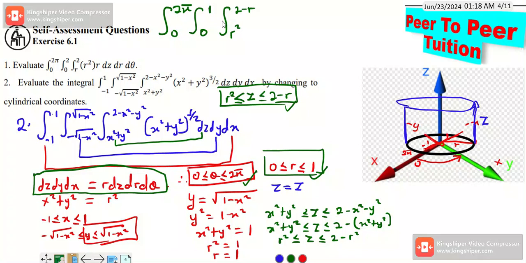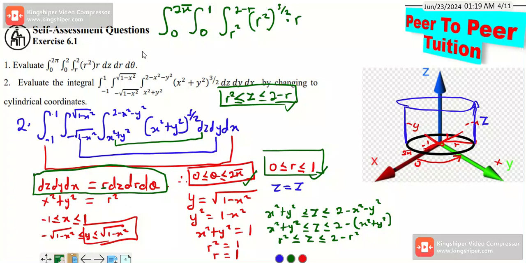So that is it. Then the next one is the function itself. Now remember, the function is x squared plus y squared. But we know that x squared plus y squared is r squared. So write r squared, all exponent 3 over 2. Then there is also an r here, so you write r multiplied by r. Then followed by r dz, dr, d theta.